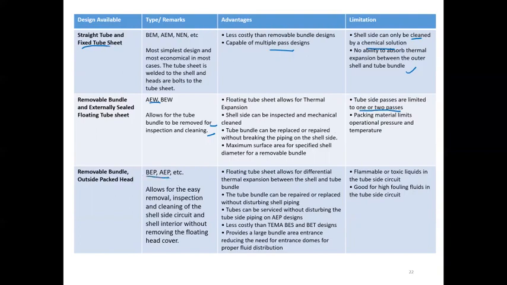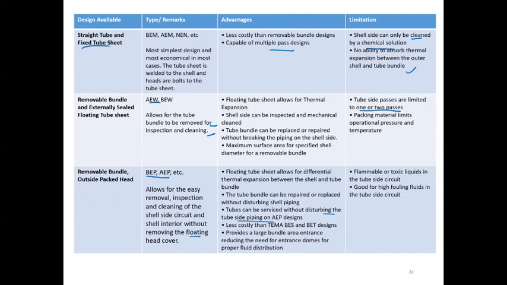So this is an example combination we can apply. It allows for easy removal, inspection, and cleaning of the shell side circuit and shell interior without removing the floating head cover. Okay, the floating tube sheet allows for differential thermal expansion between the shell and tube. Okay, one of the advantages of using this design. The second is the tube bundle can be repaired or replaced without disturbing the shell piping. The tubes can be serviced without disturbing the tube side piping on an AEP design.